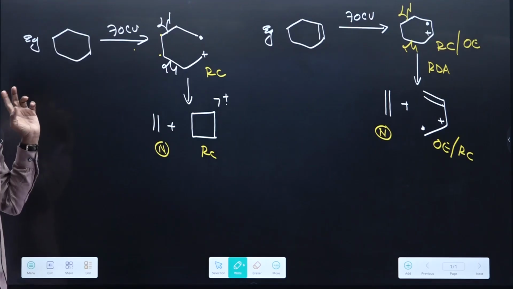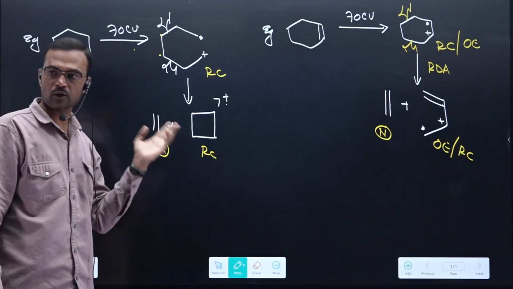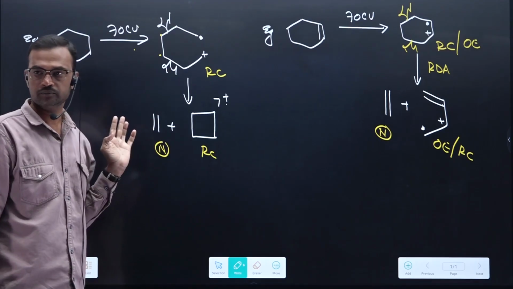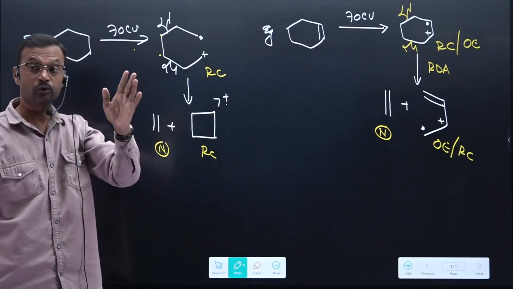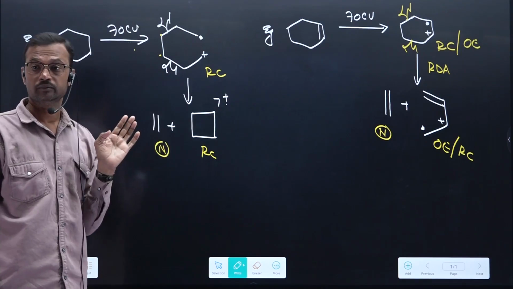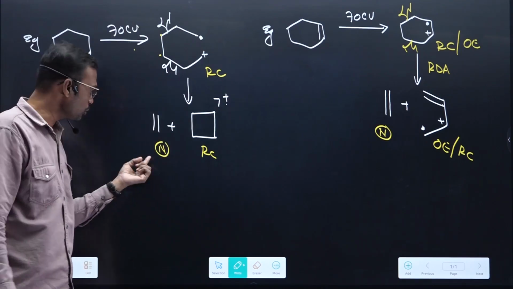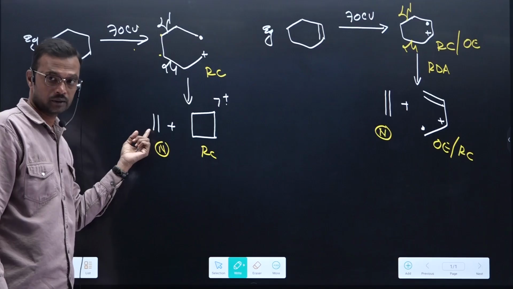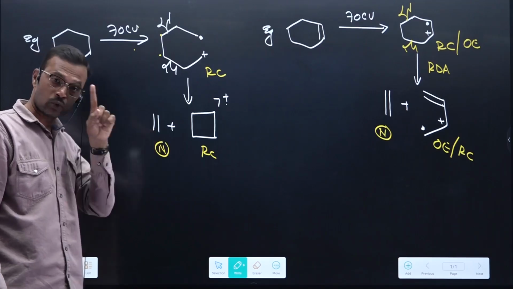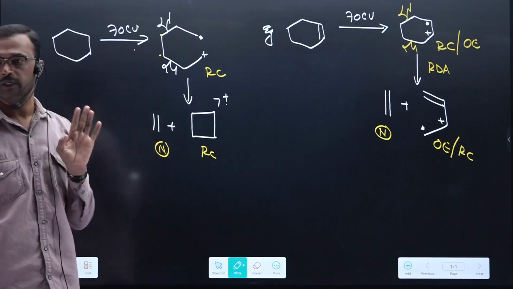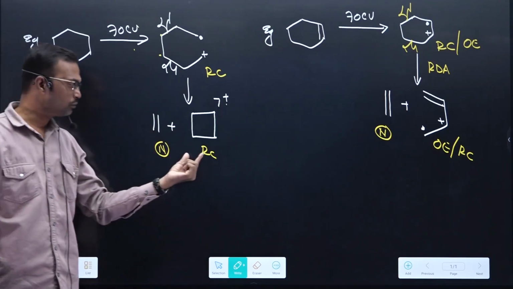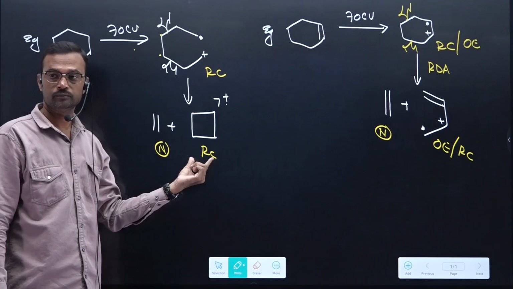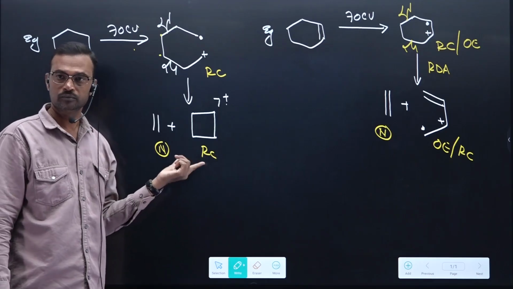Yes. You came to know whether fragmentation is possible or not by following these rules. Every time when a radical cation is given, try to remove one neutral. Not only one neutral, more than one neutral is also possible. See how many neutrals I am removing. Only one neutral. You can remove more than one neutral and we will get one radical. That is radical cation. Clear?